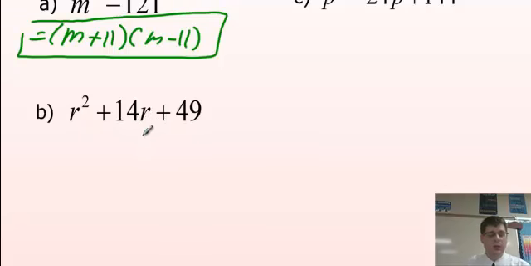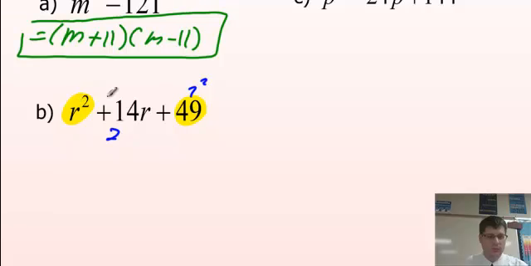If I have r squared plus 14r plus 49, I want to check to see if it's a special product. Now again, you can factor this normally, but I want to emphasize special products right now. So I say, okay, is this first term a perfect square? Yes, it is. R times r. Is this one a perfect square? Yes, it is. That's 7 squared.